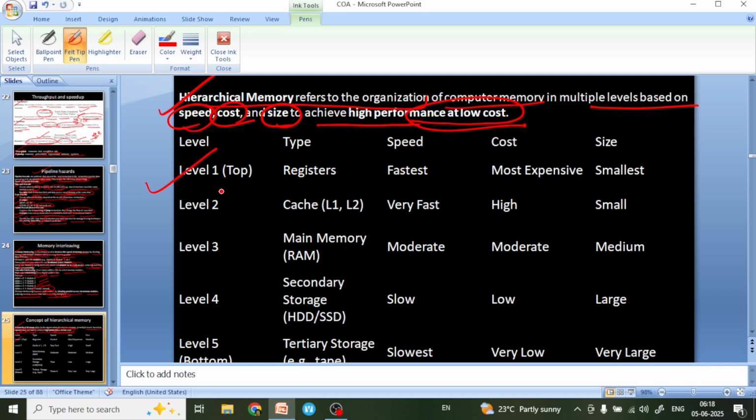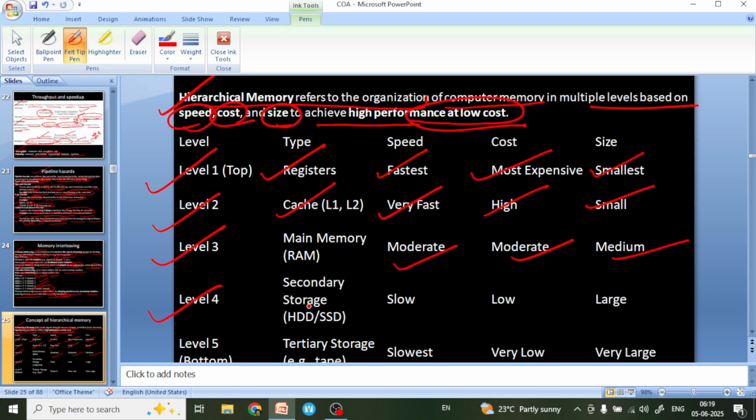The first level, at the top, is registers. Registers are the fastest, most expensive, and smallest in size. Level 2 is cache memory, L1 and L2, which is very fast, high cost, and very small compared to main memory. Level 3 is main memory, known as RAM, which is moderate in cost and medium in size.